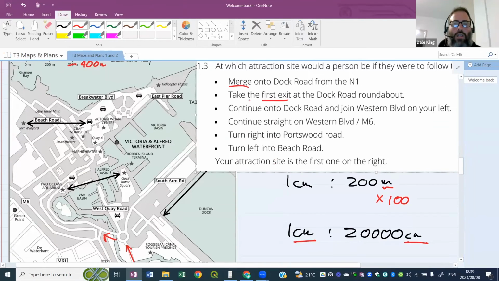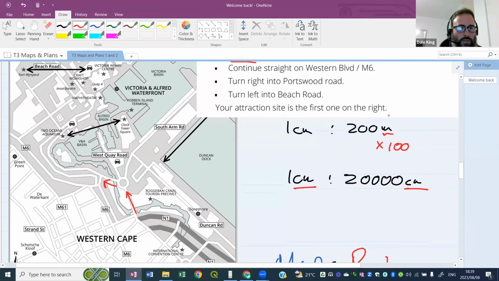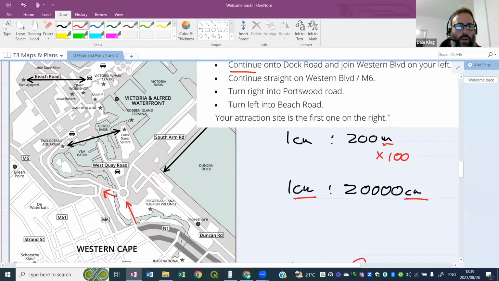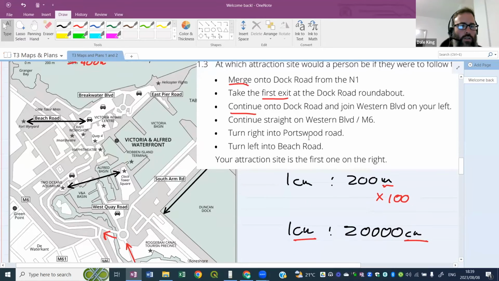Then it says continue onto Dock Road and join Western Boulevard on your left. Jonas, where's Western Boulevard? There's not even any words here, guys. These people are not fair, man. Let's carry on. Turn right onto Portswood Road. Oh, turn left onto Beach Road. Sure, these guys are not fair. There should be road names. But I think we need to continue on this road. And then we join another road over here. All right, the roads join up. It says join Western Boulevard on your left. So this is probably Western Boulevard.